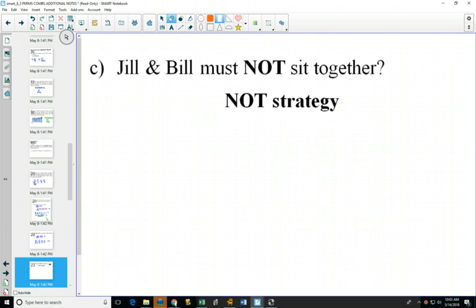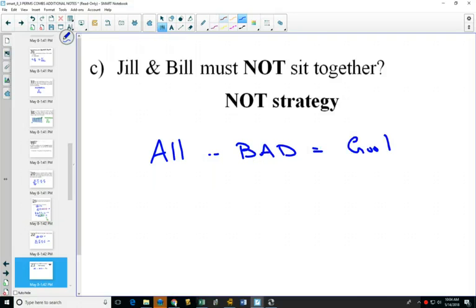And this is where the not strategy is the easiest thing to do. Now, a reminder of the not strategy. The not strategy says count all of the ways people can sit, subtract the bad ones, and you'll be left with the ones that you want. All the ways is really easy to figure out because there's 5 people sitting on a bench. If there were no restrictions whatsoever, it would be 5 factorial.